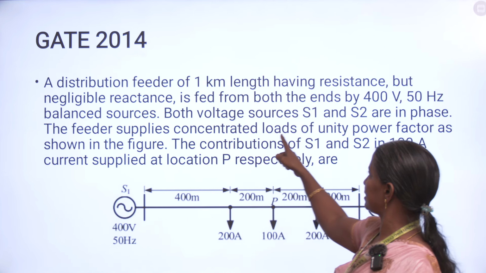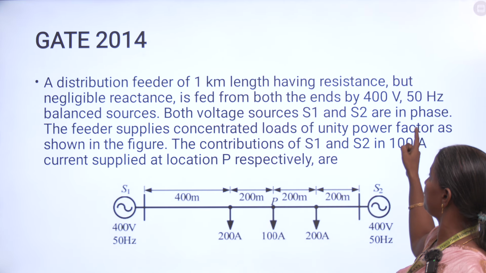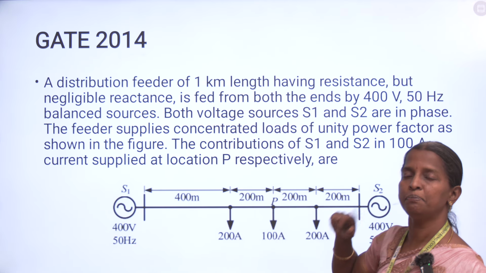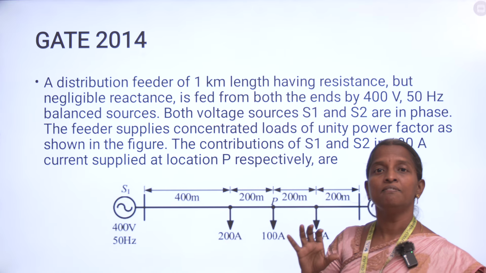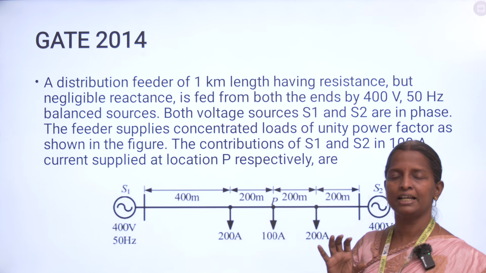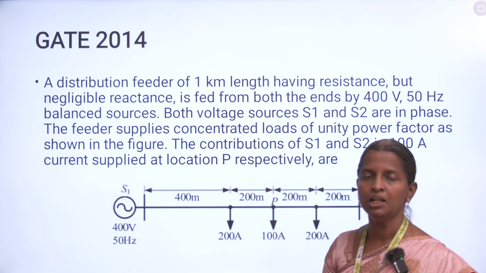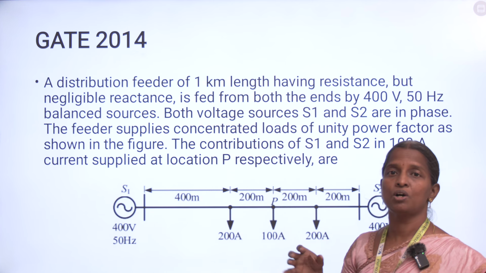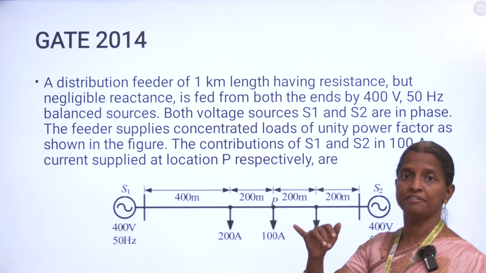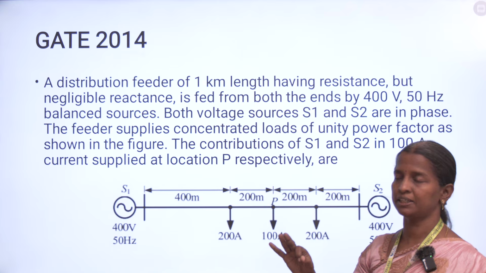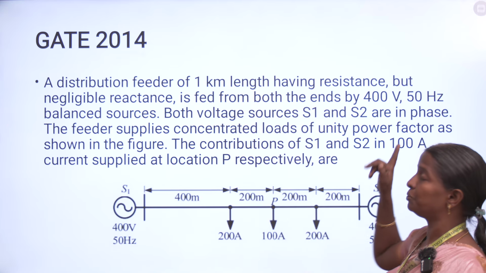The feeder supplies concentrated loads of unity power factor. Here they have given it is a unity power factor. What is a unity power factor? Power factor is nothing but the cosine of the phase angle, that is, between voltage and current. The angle between voltage and current is called the phase angle and the cosine of the phase angle is called the power factor. That power factor may be unity, lagging or leading. In this case they have given it is a unity power factor.